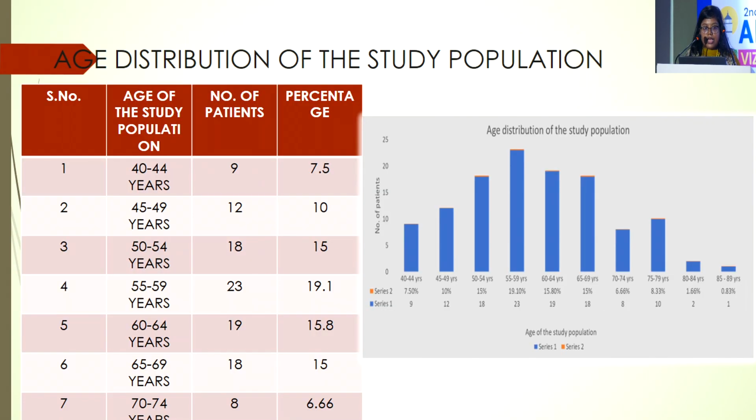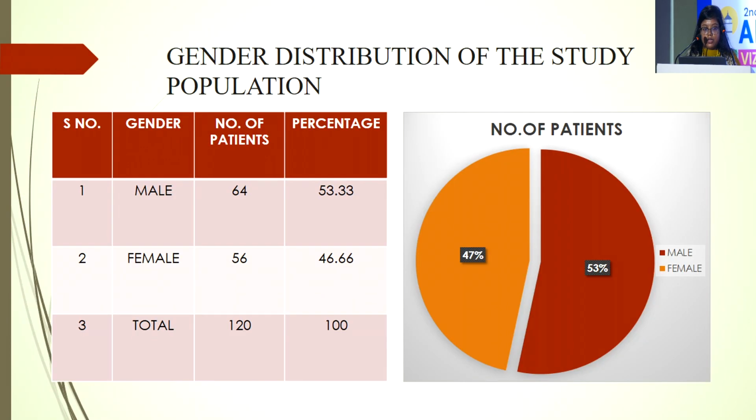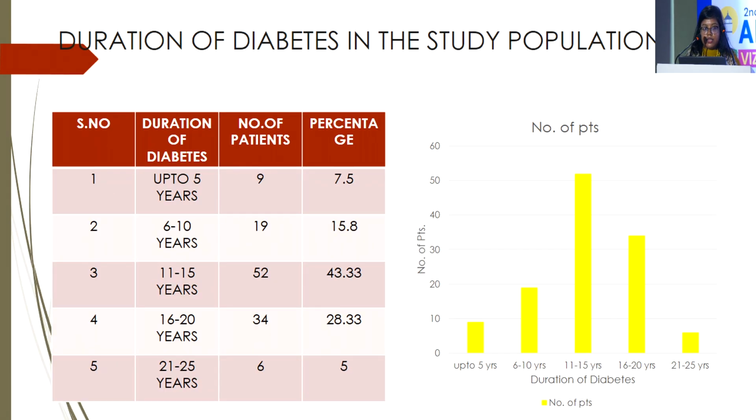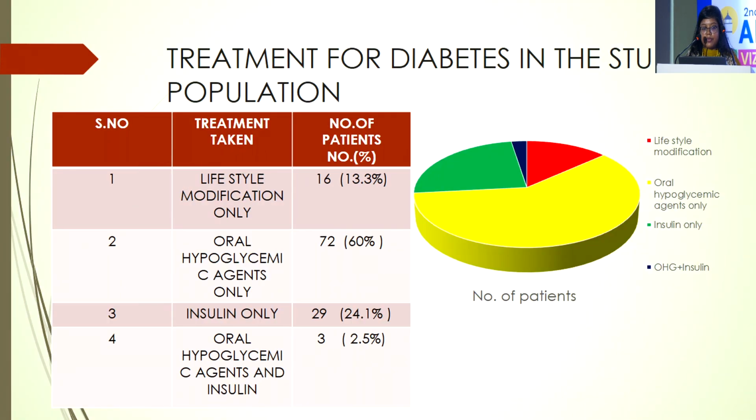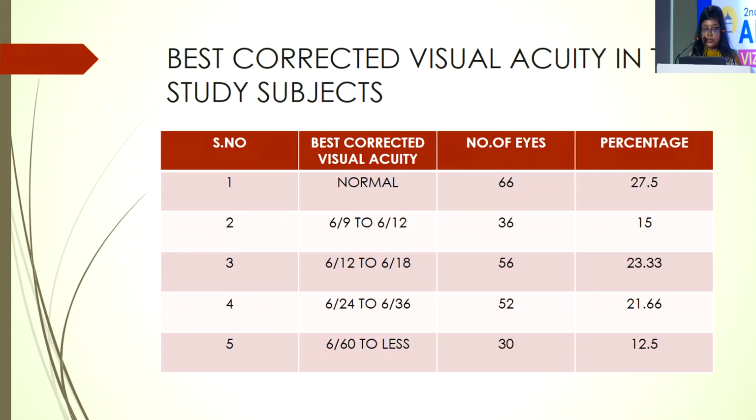In this table, the highest frequency of patients belong to the age group 55 to 64 years, followed by 50 to 54 years. Out of 120 patients, 53% were male and 46% were female. In this table, the highest frequency of patients had duration of diabetes of 11 to 15 years, followed by 16 to 20 years. In this table, the highest frequency of patients were on oral hypoglycemic agents, followed by 24% on insulin, 13% on lifestyle modification, and 2% on oral hypoglycemic agent and insulin.